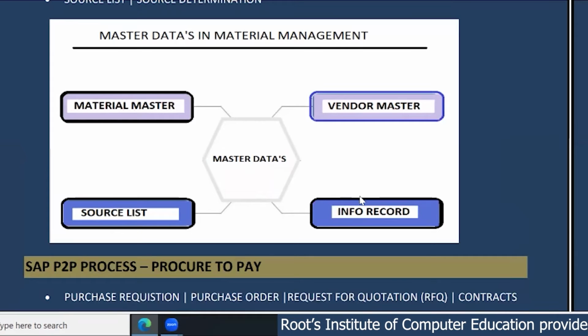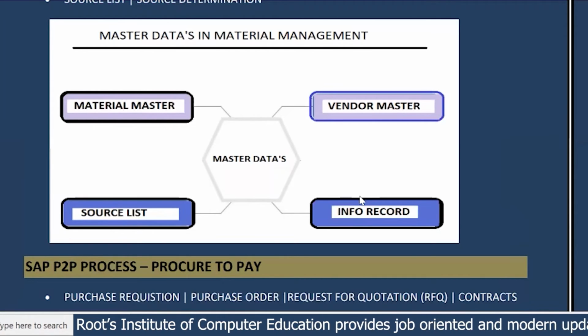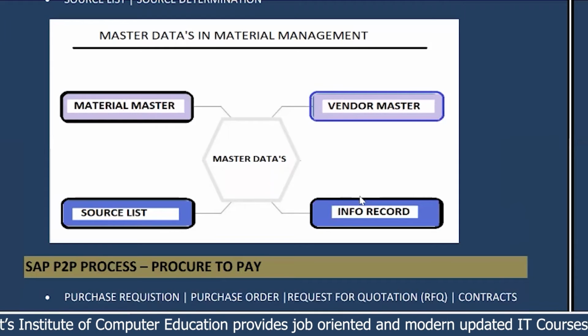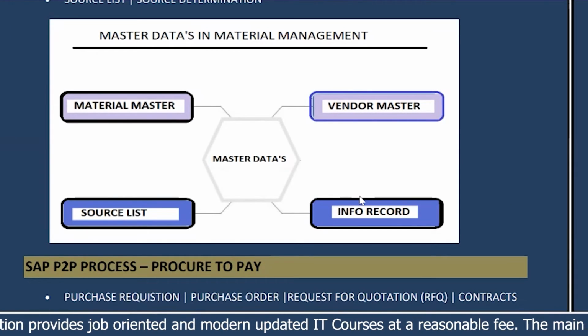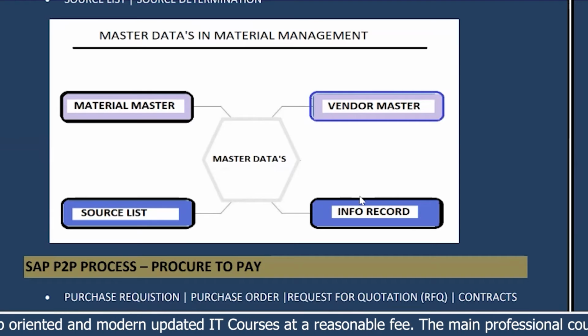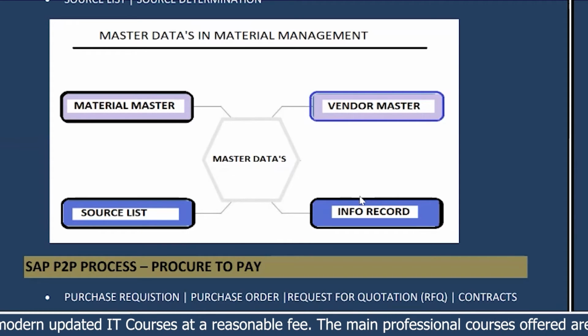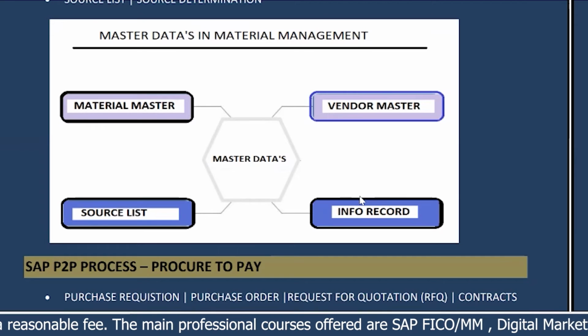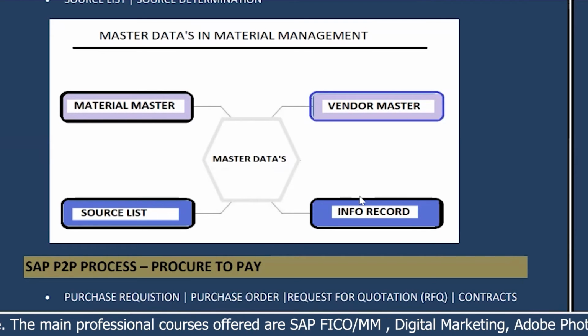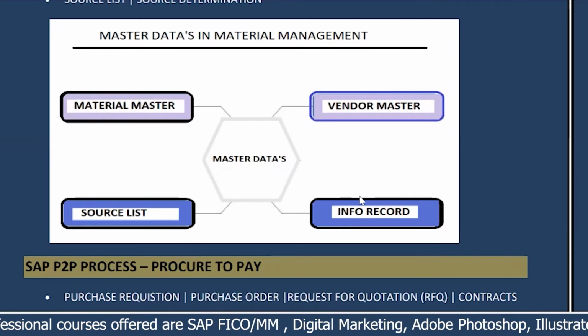Like every material having a base unit measurement, there is a gross weight and net weight, there is a material group, there is a material price, there is a material valuation, there is a material requirement planning area. So these are all the parameters we need to have clarity. And similarly, a vendor master is nothing but a supplier.